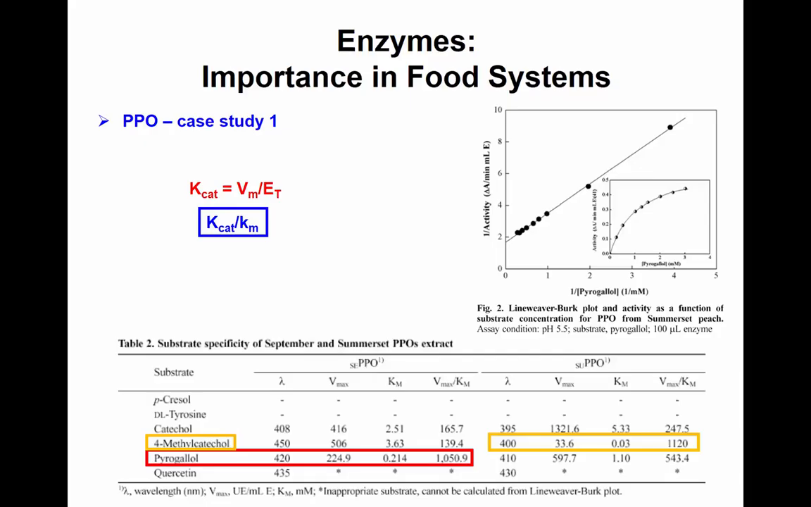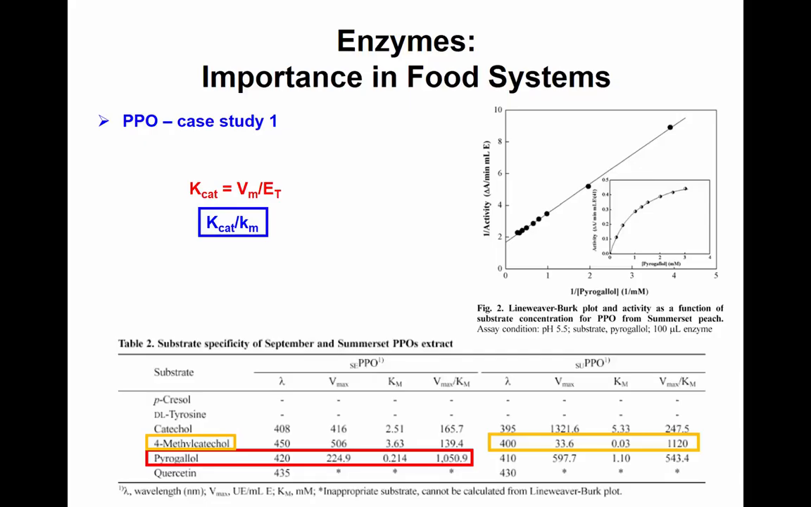Of course, they did kinetics, so they did a Lineweaver-Burk plot and determined Vmax, Km, and catalytic efficiency. Here they looked at different substrates. By looking at Vmax and Km values and calculating Vmax over Km, which is an indication of the catalytic efficiency, they found that the substrate with the most catalytic efficiency is methyl catechol for the PPO from one variety, and pyrogallol for another variety. It had low Km and high Vmax, although this one has a higher Vmax, like 1321 as a rate of reaction compared to 33.